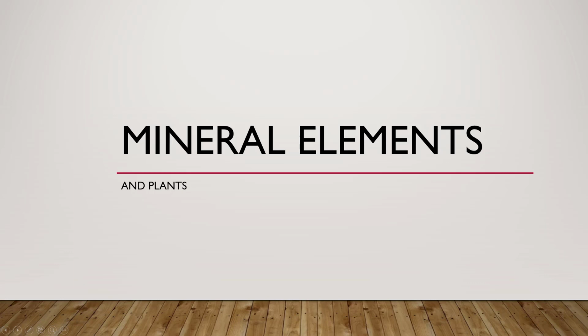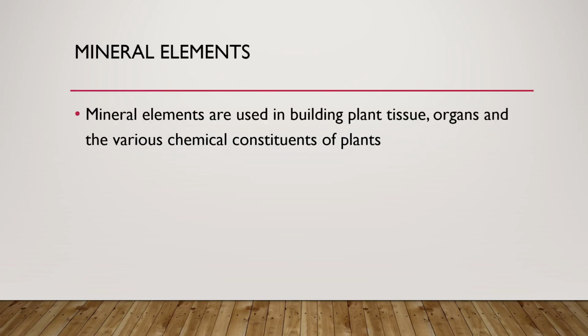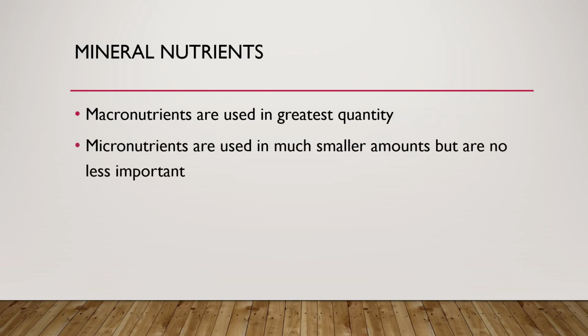So we talked about minerals being one of the things that are transported through plants. So mineral elements are used in building plant tissue, organs, and various chemical constituents of plants. Macronutrients are used in the greatest quantity. Micronutrients are used in much smaller amounts, but are also very important.